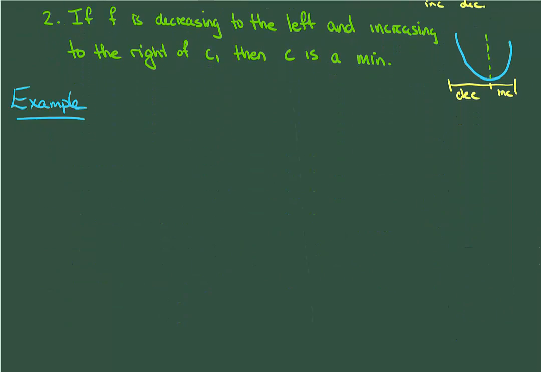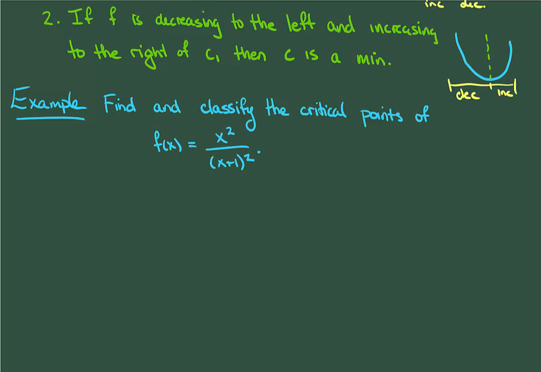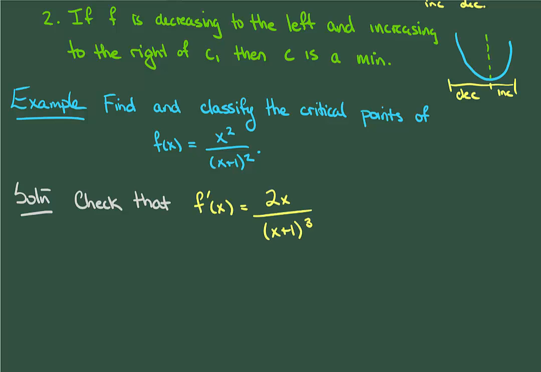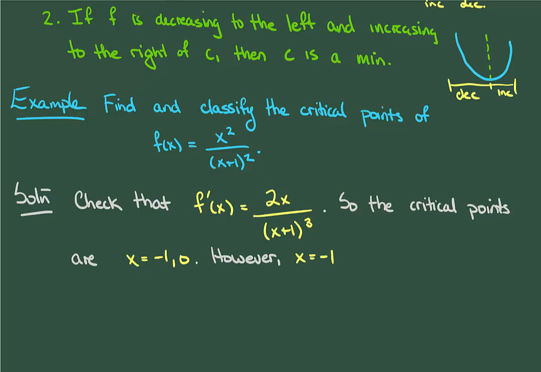So let's try this out on a function. Let's find and classify the critical points of the function x squared over (x plus 1) squared. I'm going to let you compute this derivative, so check that it's 2x over (x plus 1) cubed. The critical points can then be read off as x equals negative 1, where the denominator is 0, and x equals 0, where the numerator is 0. However, x equals negative 1 cannot be a max or min, since the function isn't even defined there. I'm going to include it in our work below, but just keep in mind that it's not a candidate.